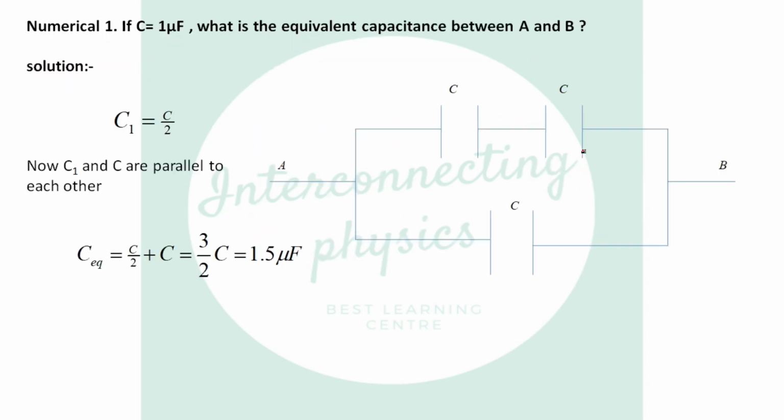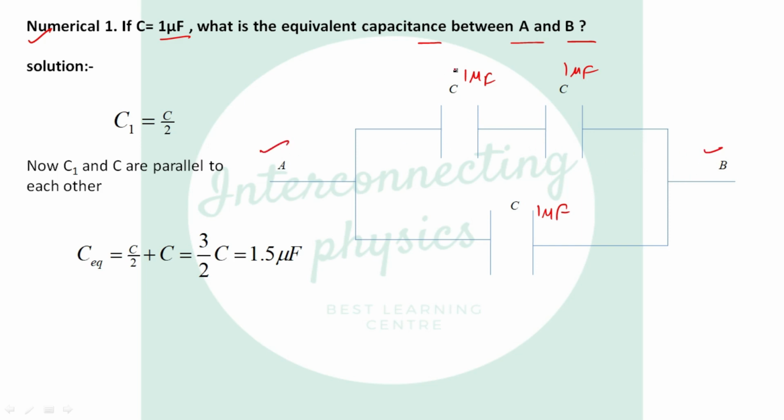Now let's solve the problems. Numerical number 1, it's very easy. If C equals 1 microfarad, what will be the equivalent capacitance between A and B? Suppose we have capacitors each having a value of 1 microfarad, and we have to calculate the equivalent capacitance between point A and point B.